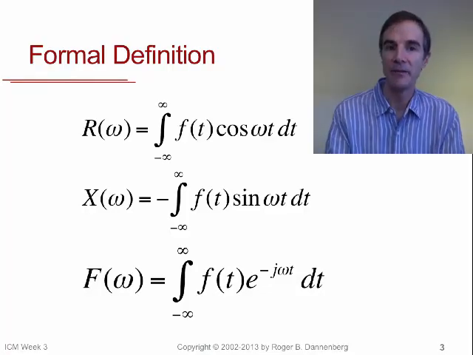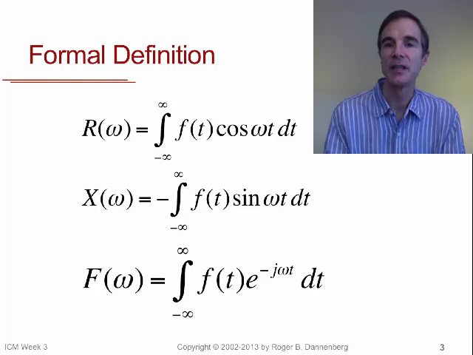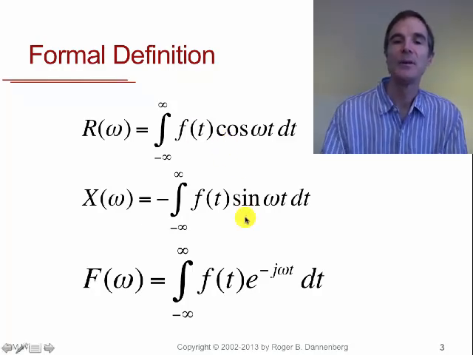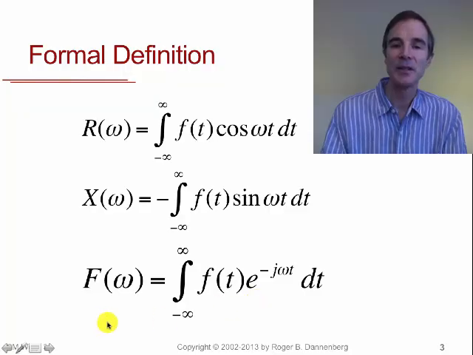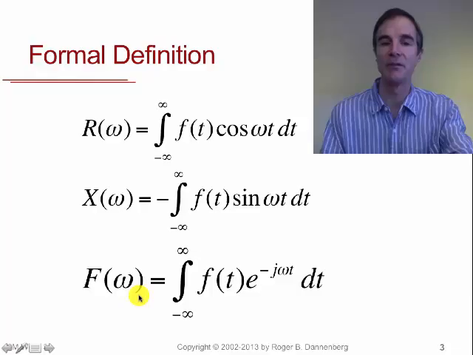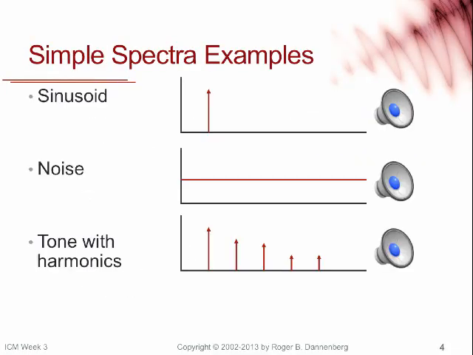This is the formal definition of the Fourier transform. Just for review, we've seen the real and imaginary part as separate functions using cosine and sine functions. We've also put them together into the complex Fourier transform, which is a single equation describing the Fourier transform as a complex function of frequency. Let's look at some examples.